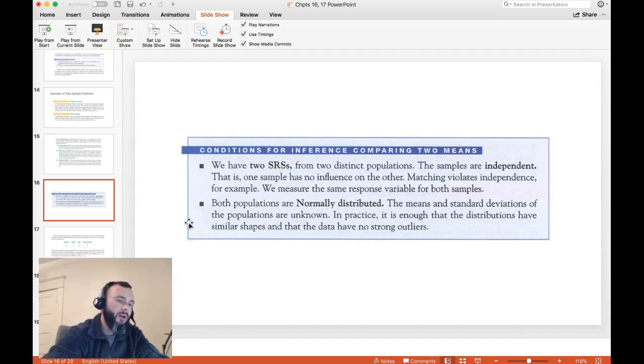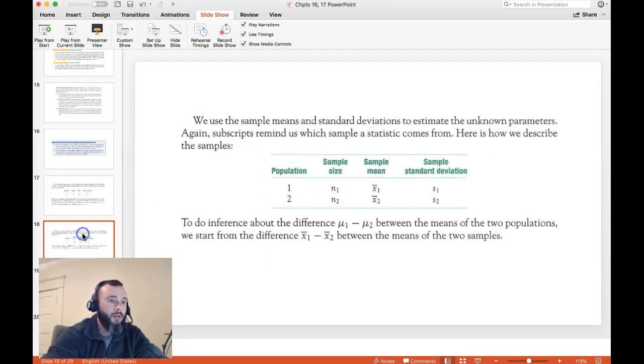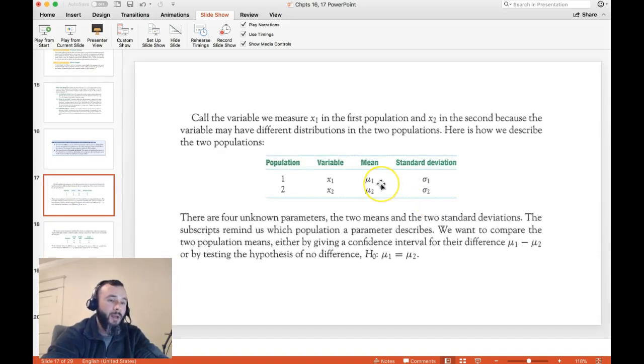The other condition is that both populations are normally distributed. The means and standard deviations of the populations are unknown. But in practice, it is enough that the distributions have similar shapes and that the data have no strong outliers. So for population 1 and population 2, we are looking at the variable x1 and x2. And so then, of course, the sample mean for those would be x1 bar and x2 bar. The mean, of course, is mu1 and mu2, and the standard deviation is sigma 1 and sigma 2. But note that there are 4 unknown parameters, the 2 means and the 2 standard deviations. The subscript reminds us which population a parameter describes.